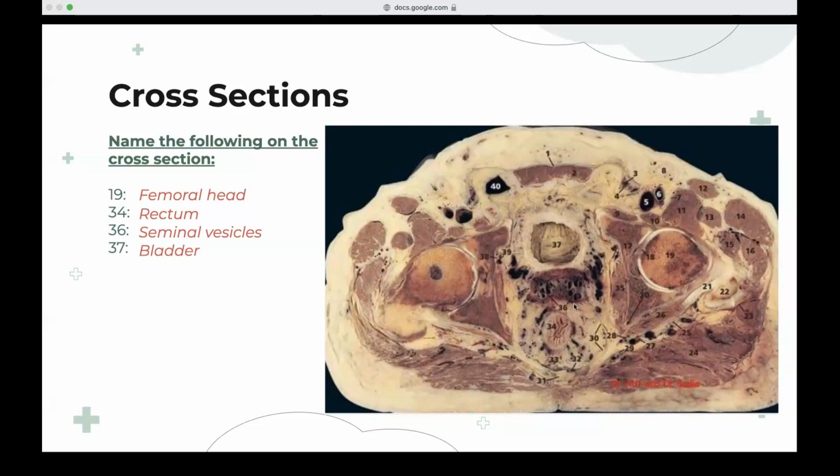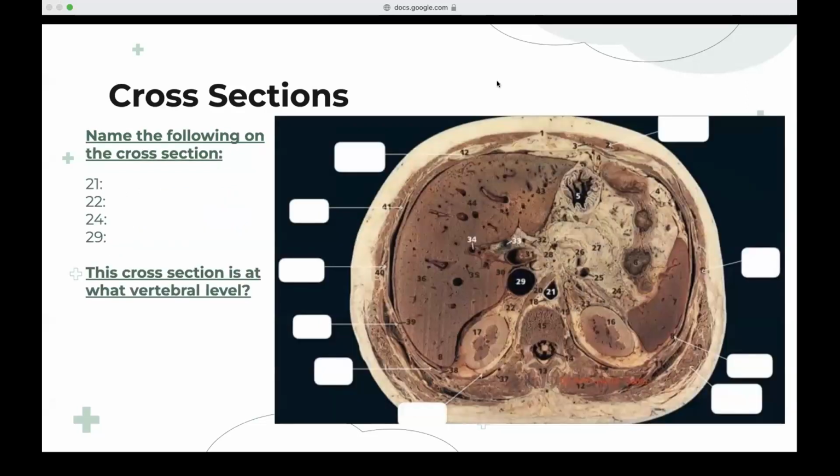These kinds of pictures, which are cross sections, honestly, the only way to memorize them is to keep looking at them. Okay, so do your best. Hopefully you'll only get one. If you get it, you only get one, hopefully. Okay.